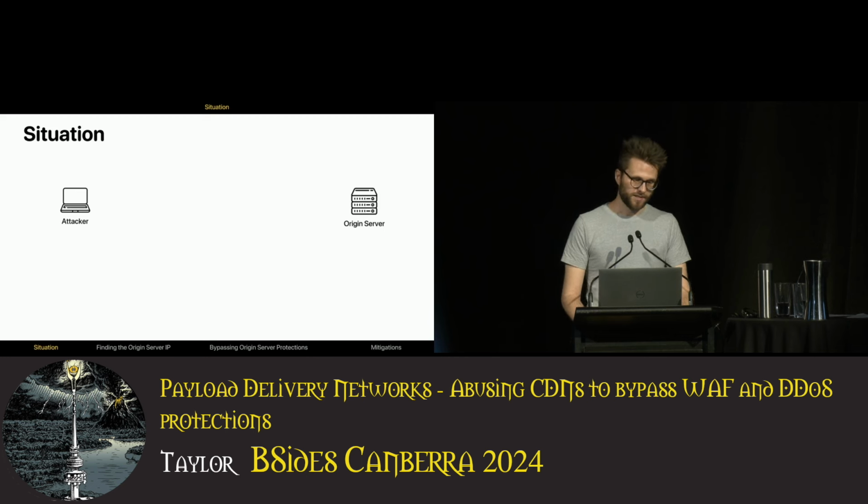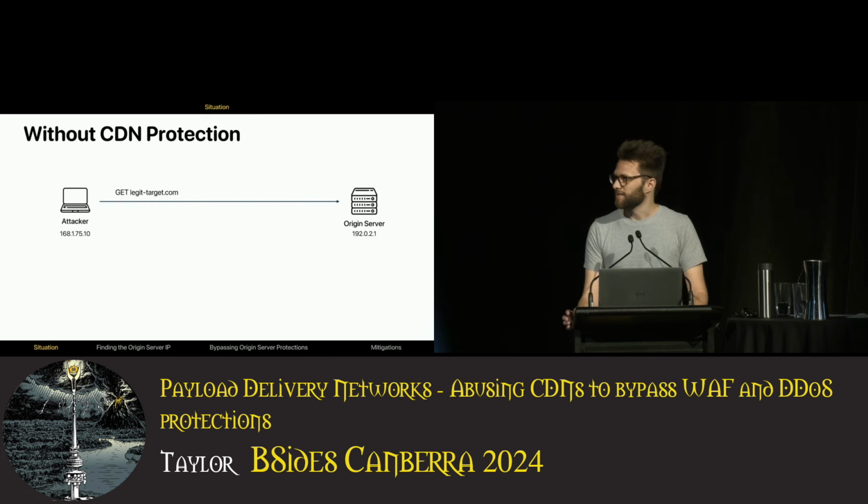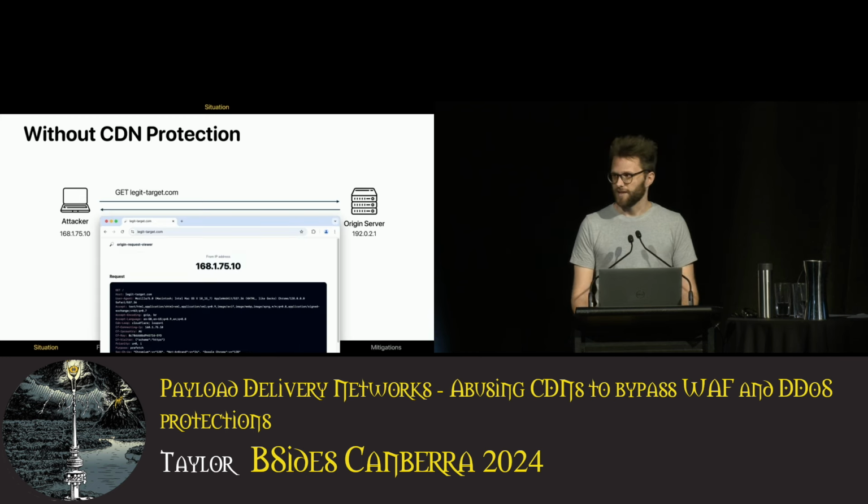Cool. So let's get started with the situation. We have an attacker and we have an Origin server, and they sit on the internet, so they have their regular public IPs. Without CDN protection, this will be the first case. So we make a web request. Say in this case, we have a website called legittarget.com, and this resolves the DNS to the Origin server IP, 192.0.2.1, that's just the public IP of the web application we're after, and then we access it directly. And we get a response. There's nothing unusual here.